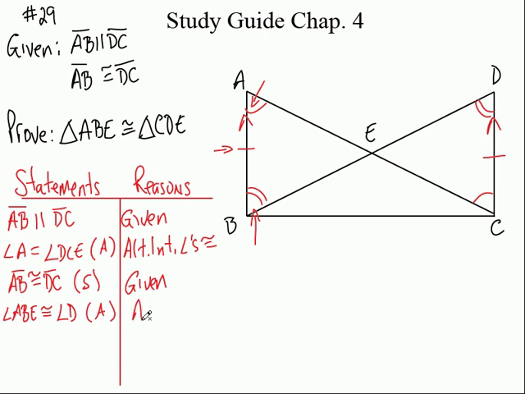What's my reason for that? Alternate interior angles are equal, or congruent, however you want to say it. Now look what I have. See why I like putting it in this order? Because now I look at it, I'm like, oh yeah, I got what? Angle, side, angle. So what must be true about these two triangles? They got to be congruent. So it's triangle ABE.